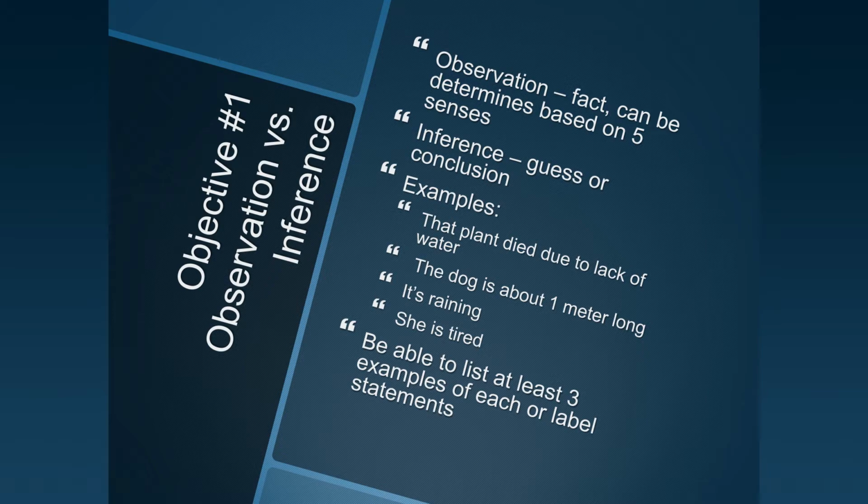She is tired would be an inference. I'm guessing that that's why she looks the way she does. I am assuming that she's tired. So for this objective, you should be able to give me examples of both kinds of statements, or if I give you a statement, you should be able to tell me whether it's an observation or an inference.